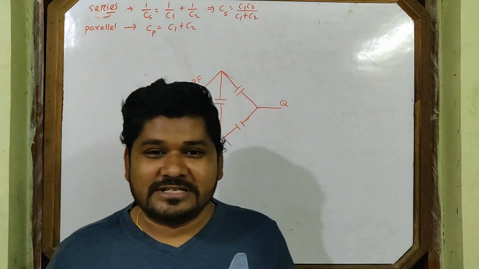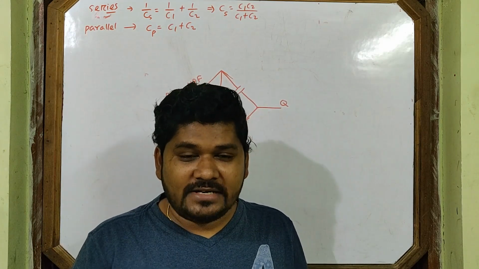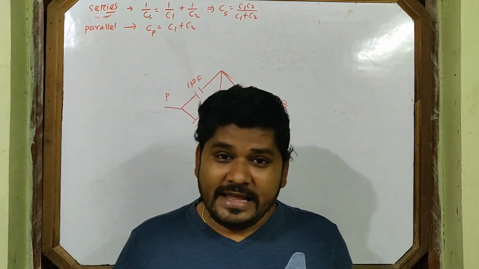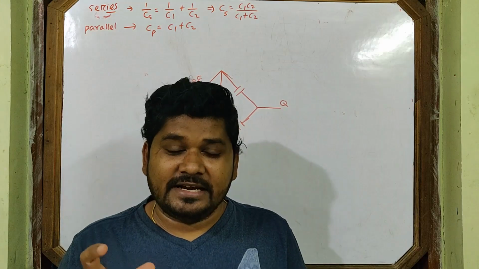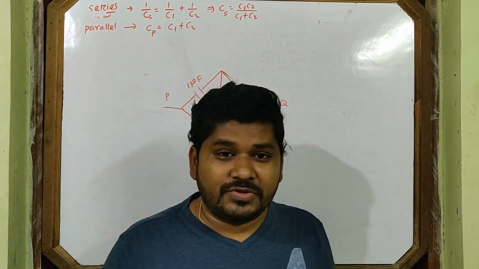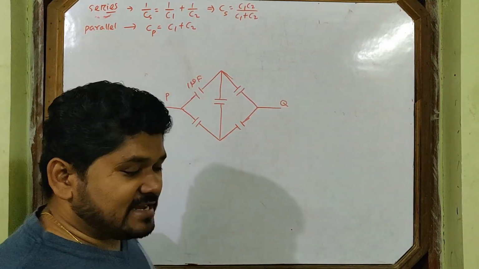Whenever you see this type of figure, it's called a Wheatstone bridge. This Wheatstone bridge will be explained in the current electricity chapter, in resistor combination, where we will discuss all the theory of Wheatstone bridge. But I am just telling you the answer. See here what we will do in these cases.